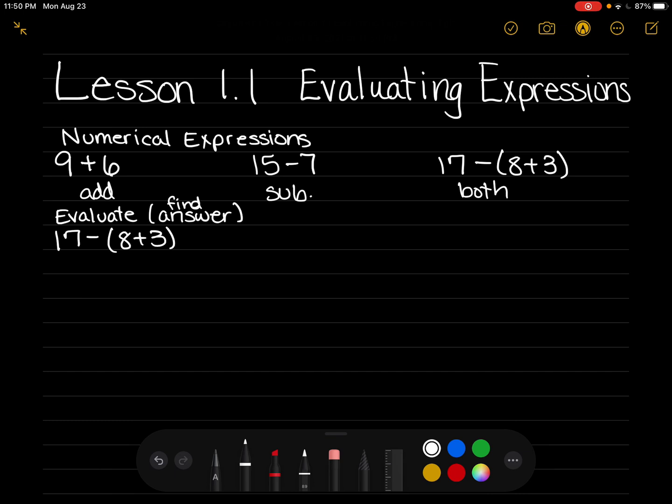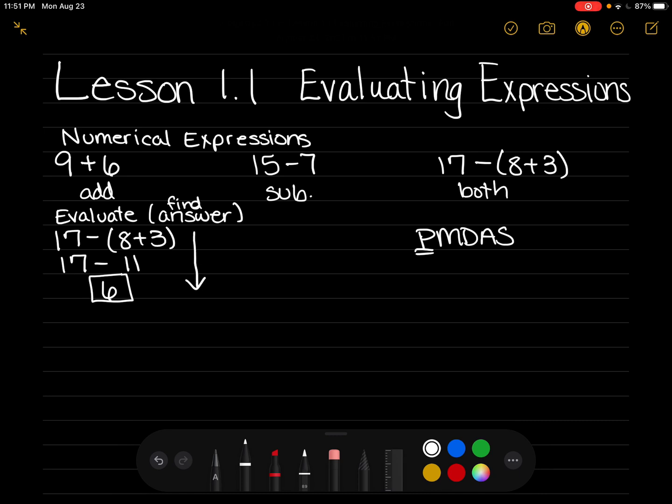To find this answer, we're going to do our parentheses first. If you remember, your order of operations was PEMDAS, and parentheses always go first. So 8 plus 3 is 11. Now I do 17 minus 11, and the answer is 6. When we work in algebra, we work down, just like I did here. You work down the problem.